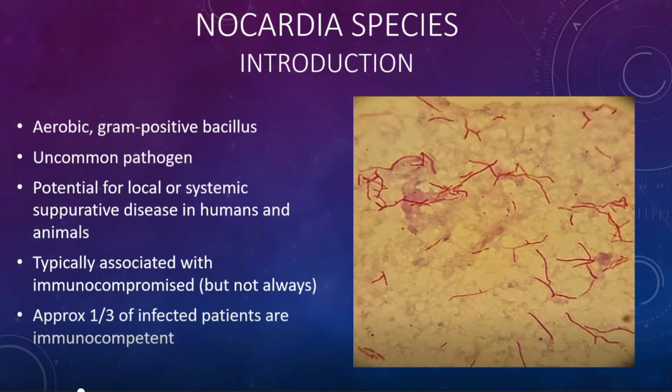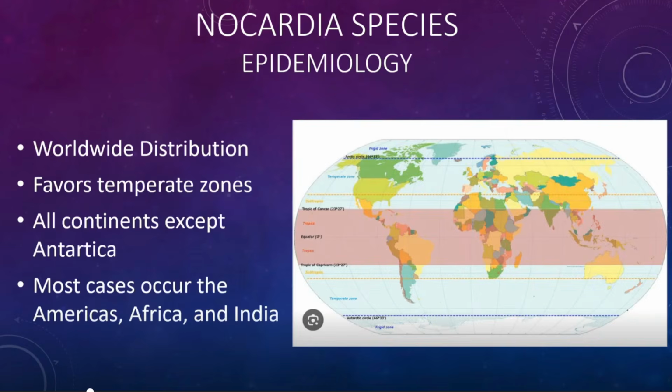So as we said, Nocardia is an aerobic gram-positive bacillus. It's not a very common pathogen, although it's a pathogen that you don't want to miss. And it has the potential for local or systemic disease in humans and animals. It's typically associated with the immunocompromised in about 2/3 of cases, but approximately 1/3 of infected patients are in fact immunocompetent. Nocardia has a worldwide distribution, and although it favors temperate zones, it's present in all continents except perhaps Antarctica.